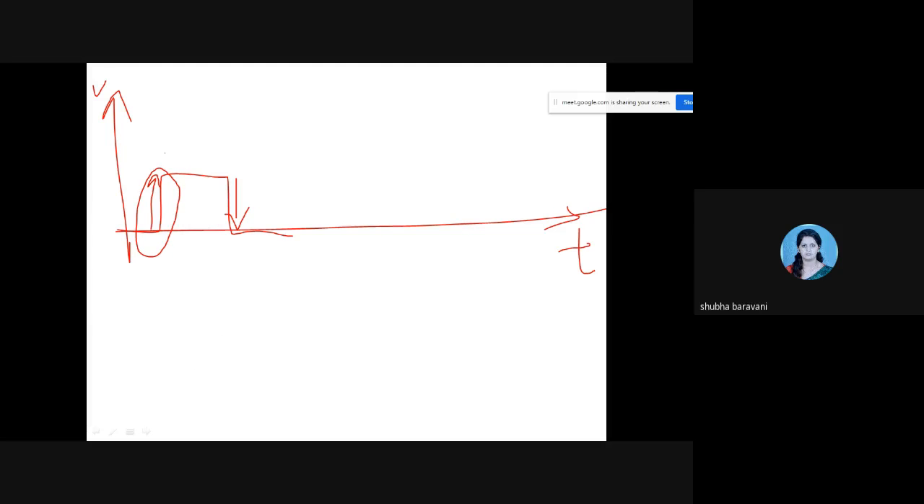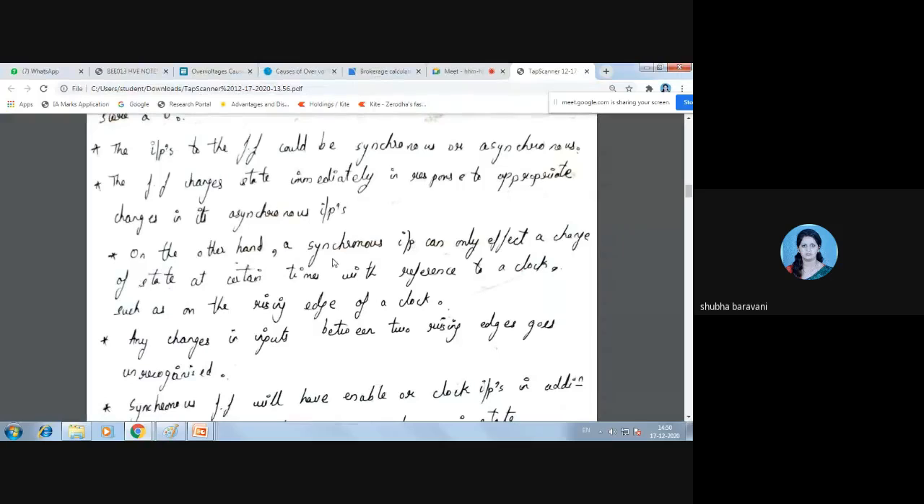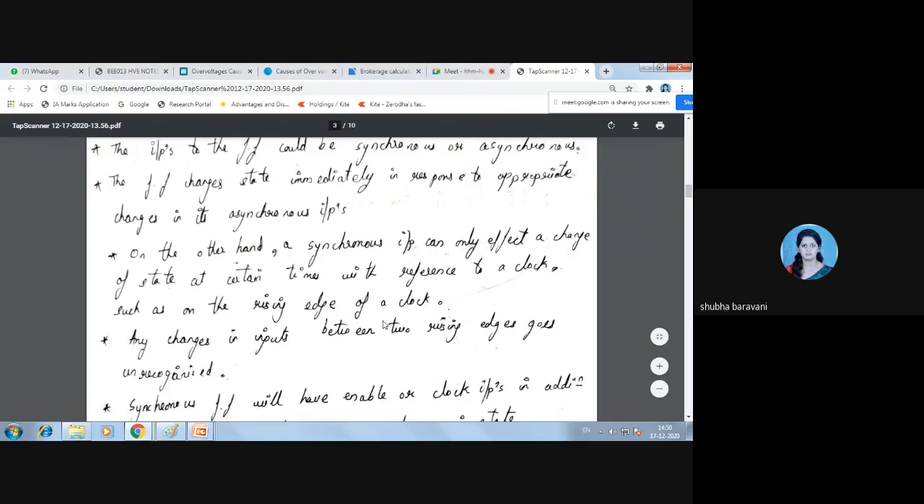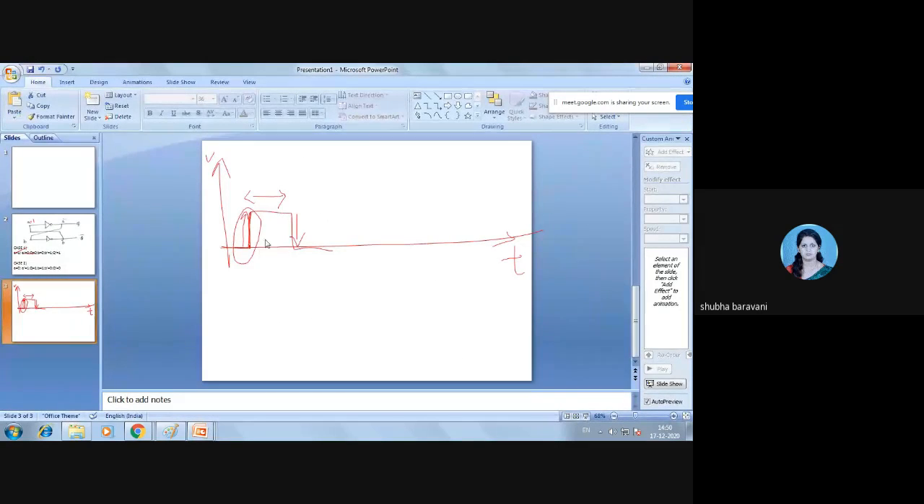Understood? It need not wait here. My synchronous circuit is not giving you a delay to work here. Even at the rising edge, it is giving you variation in the output results. Is it clear? What do I mean by this? On the other hand, a synchronous input can only effect a change of the state at certain times with reference to a clock, such as on the rising edge of the clock. Understood this diagram?